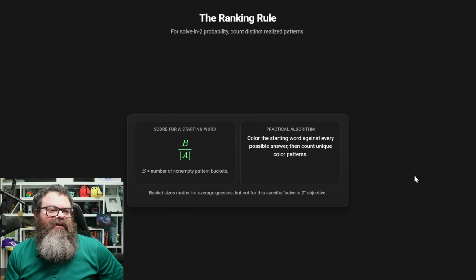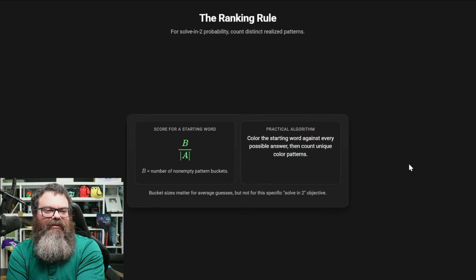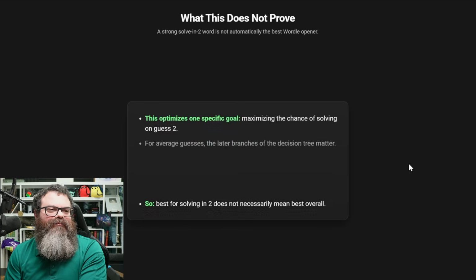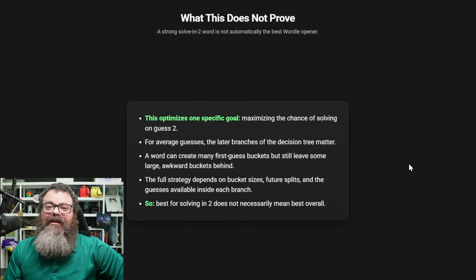Now, that means the practical algorithm here is we're going to color every starting word against every possible answer and then count the unique color patterns. All right, so this does not prove that this is the best Wordle starting word. I did mention that at the start. This is a much simpler problem. It optimizes for only one goal, the chance of solving on guess 2.